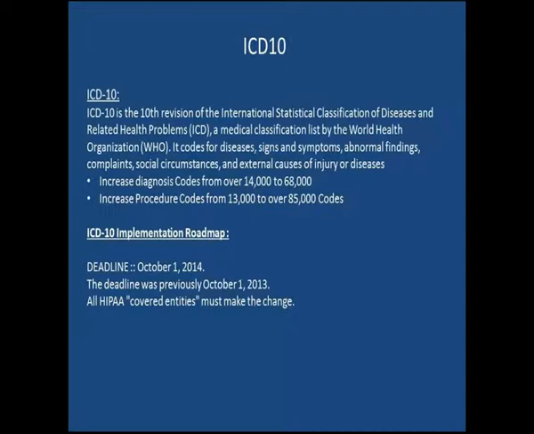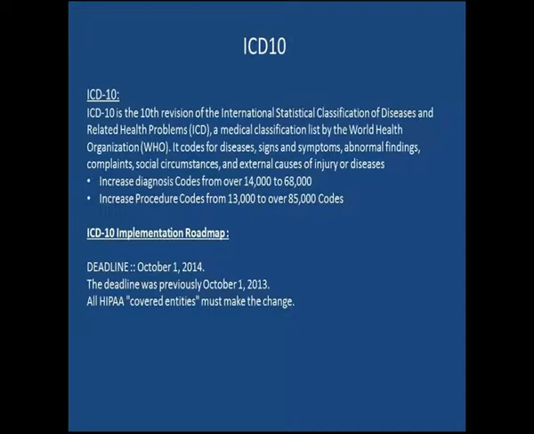The changes occurred in both diagnosis and procedure codes. We have two categories under ICD: one is diagnosis, the other is the procedure code. With the 10th revision, diagnosis codes increased from 14,000 to 68,000. So there's a drastic increase in the diagnosis codes, and even the length of the code has increased. Previously it was only 5 characters. Now they have increased it to 7 characters.